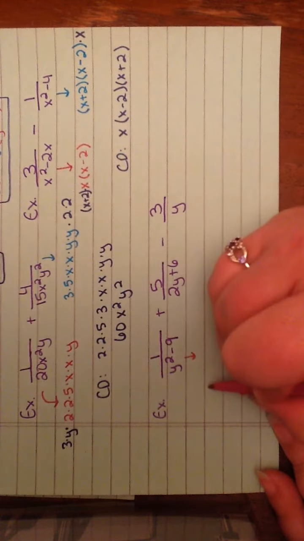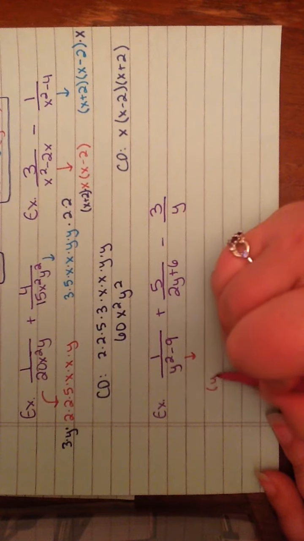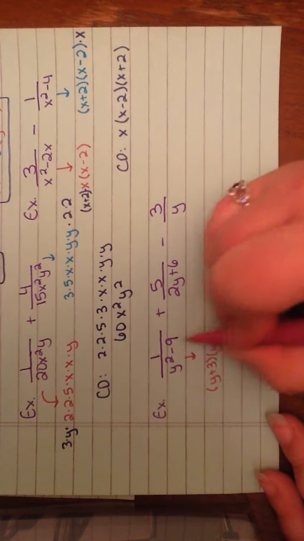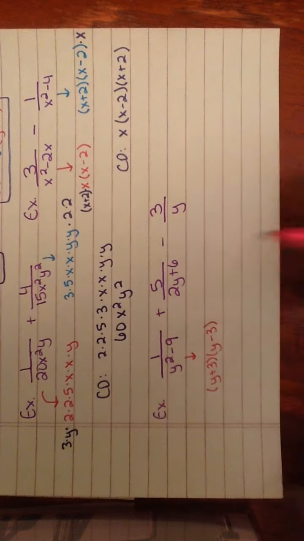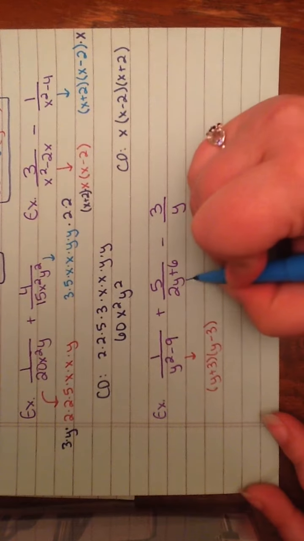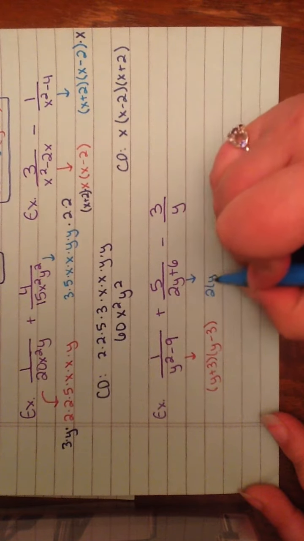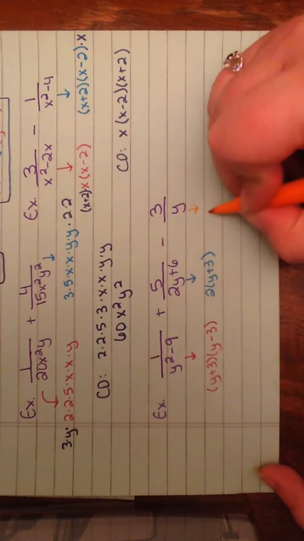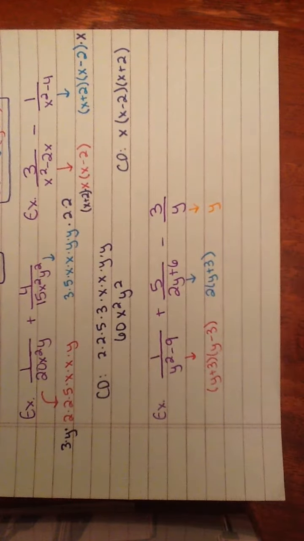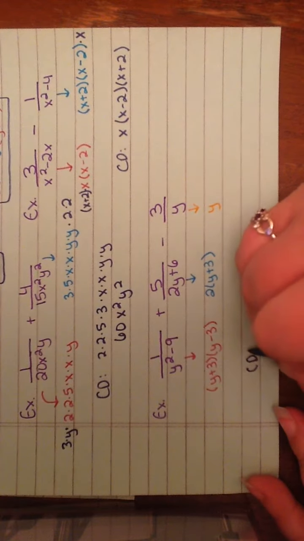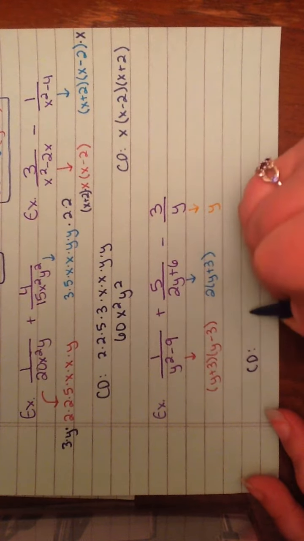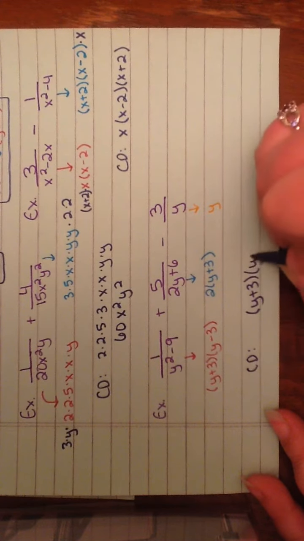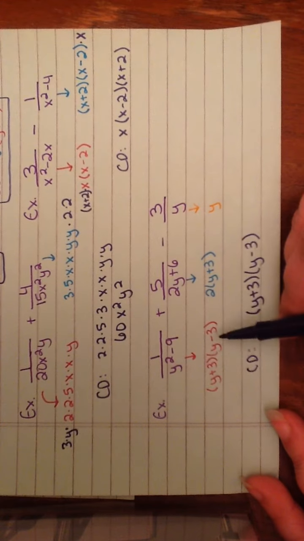So y squared minus 9, hopefully we're recognizing now that this is a difference of squares. Anytime you have a variable squared minus a perfect square, it's a difference of squares. This denominator has a GCF of 2. And this denominator is just a y. So what do we have in common? Well, my common denominator, or again, least common multiple, is going to have a y plus 3 and a y minus 3 from my first denominator, my pink one.